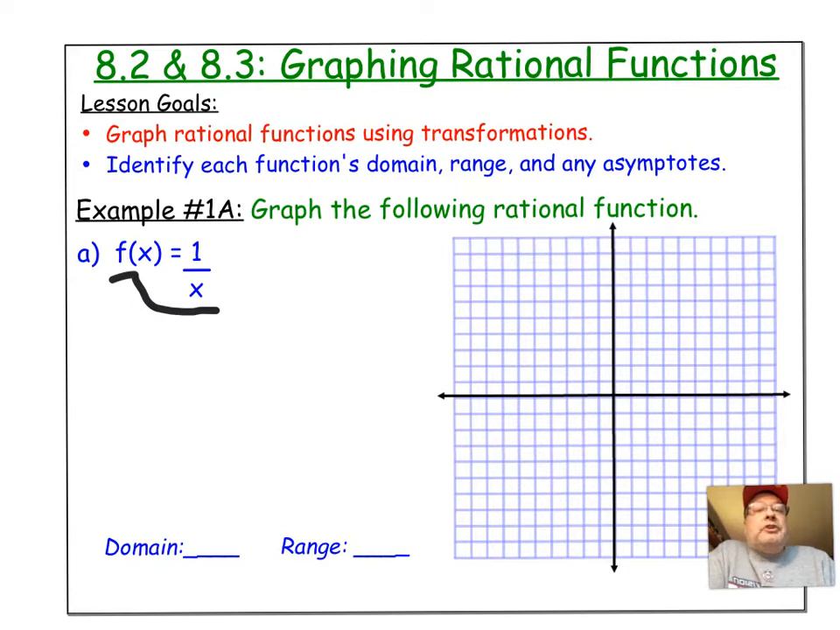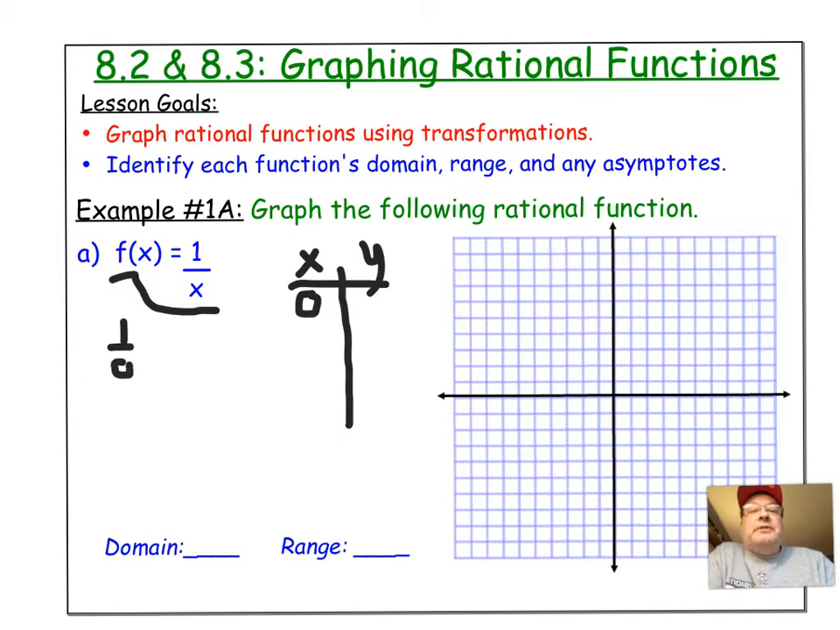Every time we do a parent function, we're always going to create a table to do that. So here's my XY table. And then we obviously pick points. I'm going to start with our good old standard 0. If I substitute a 0 in for x, I get 1 over 0. Well, 1 over 0 is undefined. So I'm just going to put a circle with a line through it to signify undefined.